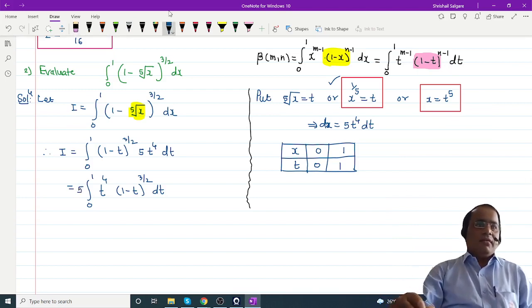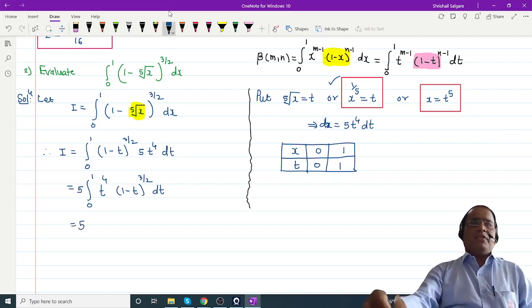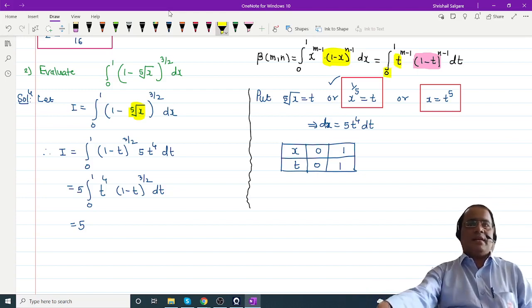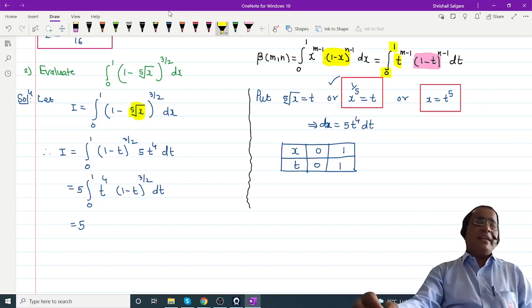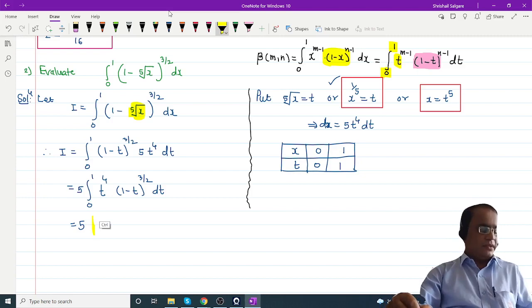Now this 5 outside as it is, can I write this as a beta? Because if you compare, one factor is t raised to some power, the second factor is 1 minus t, and the limits of the integral are from 0 to 1. It means that the integral defines a beta. If it defines a beta, what are the parameters? It definitely defines beta. Yes, very good.